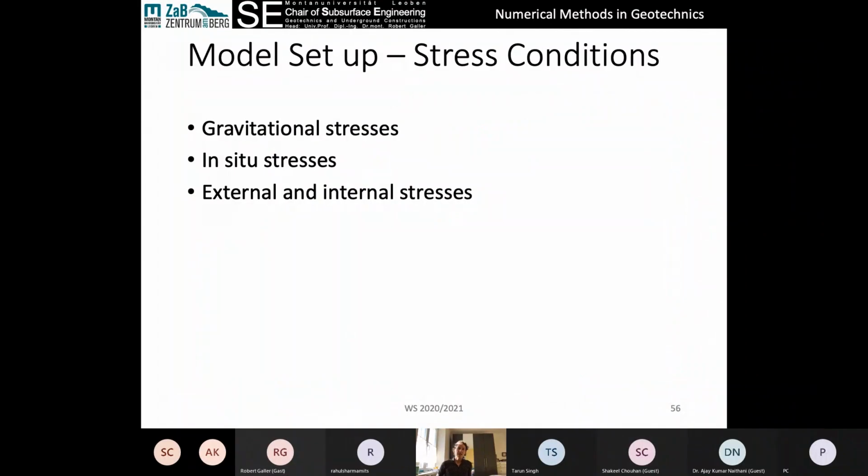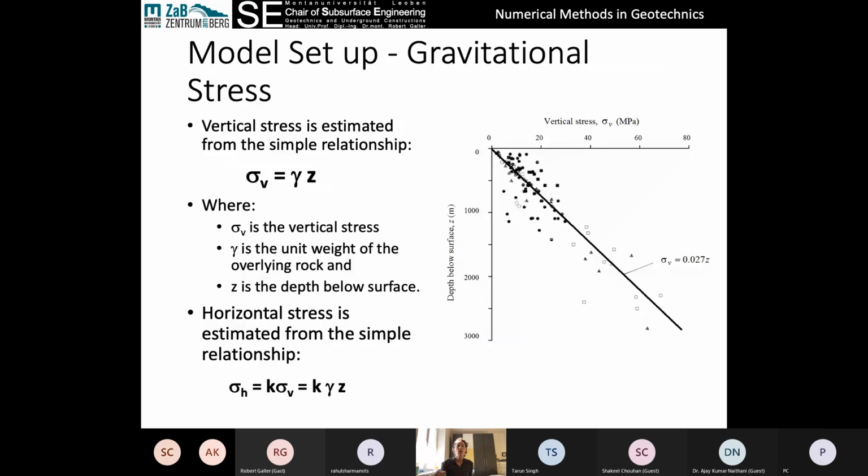Moving on from materials then is stress conditions. There are a number of different ways of thinking about stress. We can think about gravitational stress. This is essentially where all stress in the subsurface comes from. But in a numerical model, calling gravity means something. Or we can use in situ stresses, or we can use external and internal stresses. One of the most commonly known concepts for all of us who are working in geotechnics is the concept of gravitational stress.